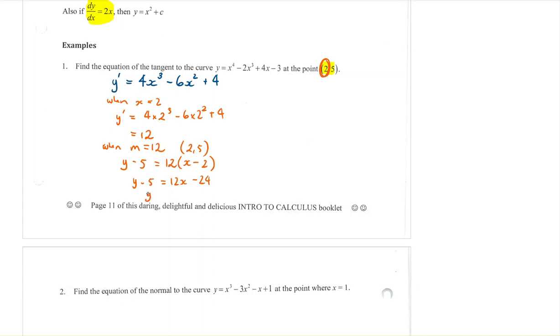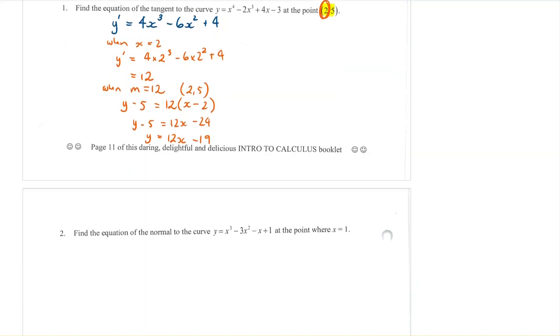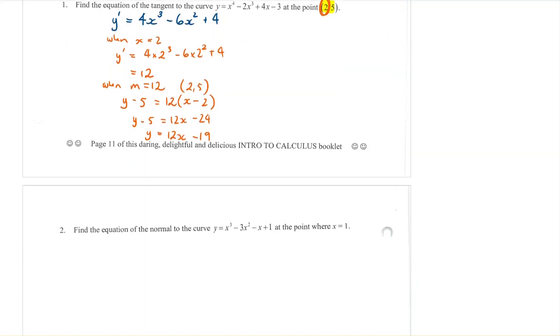And we'll get y by itself and we'll leave it in gradient form. So that's 12x minus 24 plus 5, which is minus 19. Okay, so that's the equation of the tangent of that curve. Done. Next page, go on to question 2.